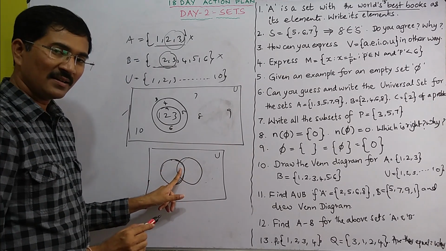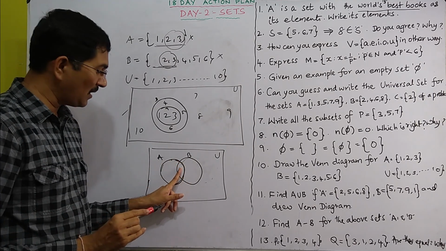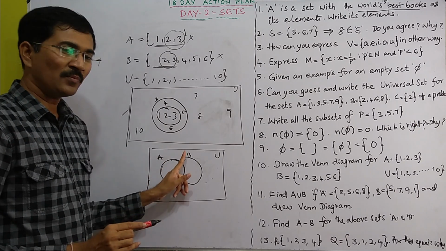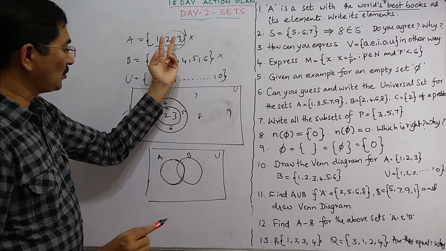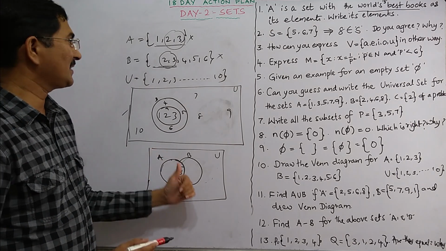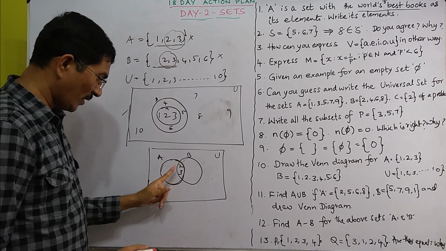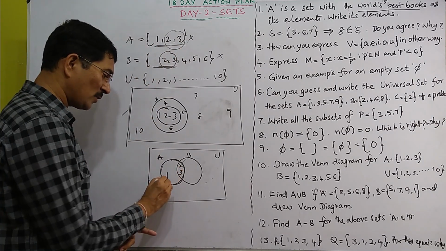If something is here, for example, let this be A and let this be B. If something is here, we say it belongs to A as well as it belongs to B. So whatever is common for both, you write them here. So we should always write the common elements first like this. Now what is present in A? 1, 2 and 3. 2 and 3 are already written. So we write 1 here.